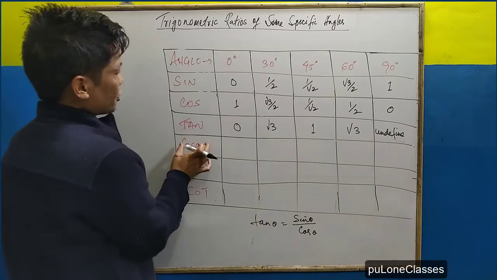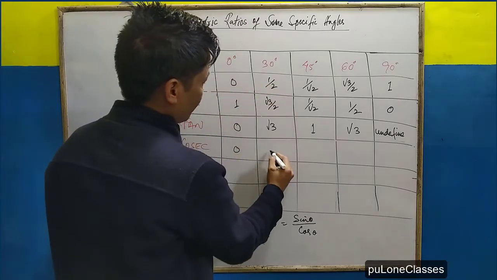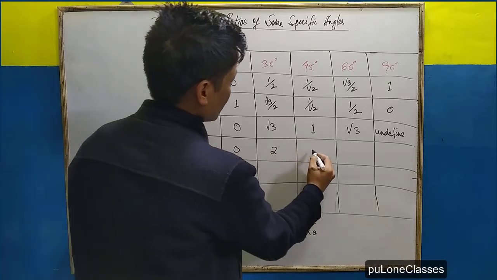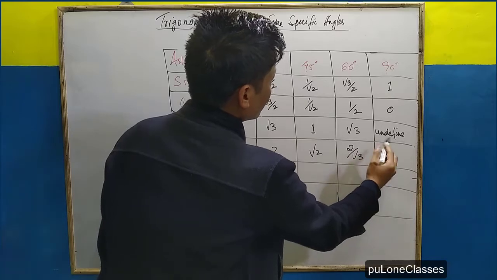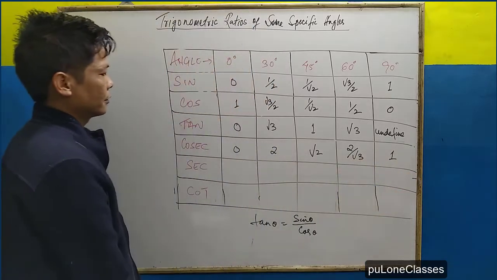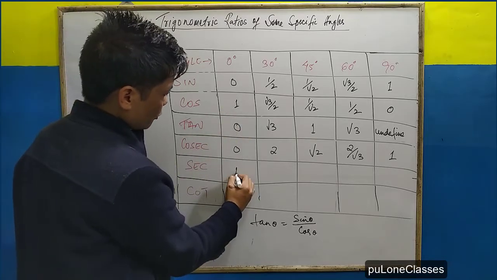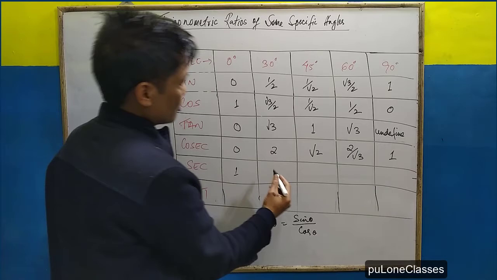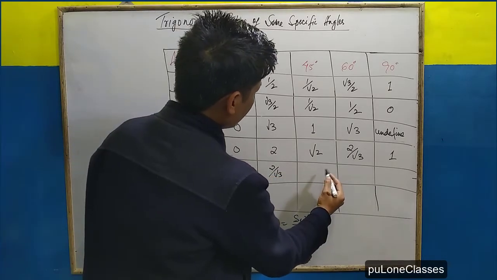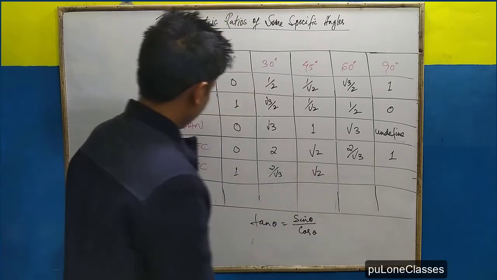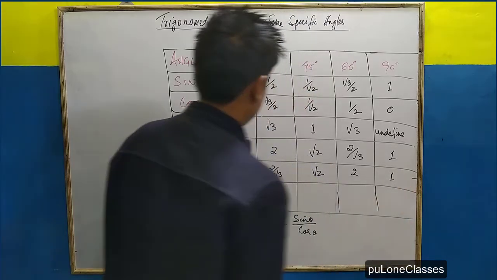For cosec, we know that cosec is the reciprocal of sine. So the reciprocal of 0 is undefined, of half is 2, of 1 by root 2 is root 2, of root 3 by 2 is 2 by root 3, and of 1 is 1. Sec is the reciprocal of cos. So the reciprocal of 1 is 1, the reciprocal of root 3 by 2 will be 2 by root 3. Then this will be root 2, then this will be 2, and this will be 1.